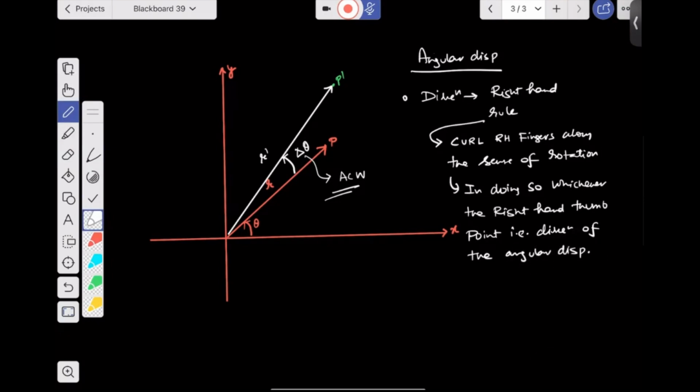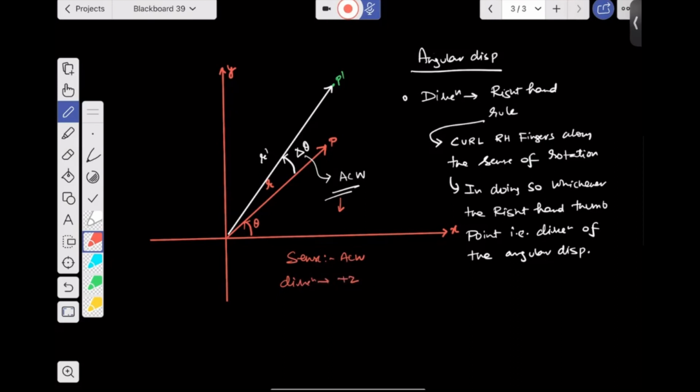Understood? So in this case, obviously you're supposed to fold your fingers in the manner it is possible, not like you have to break your fingers. So you try doing it, folding your fingers in the sense of rotation. You will see the thumb will be pointing towards the z direction. So in this given example, the sense is going to be anti-clockwise, but the direction is going to be along plus z.